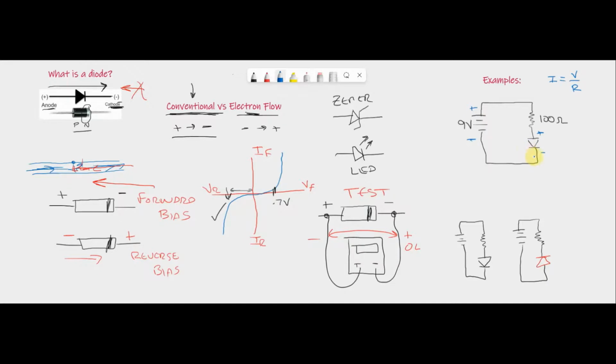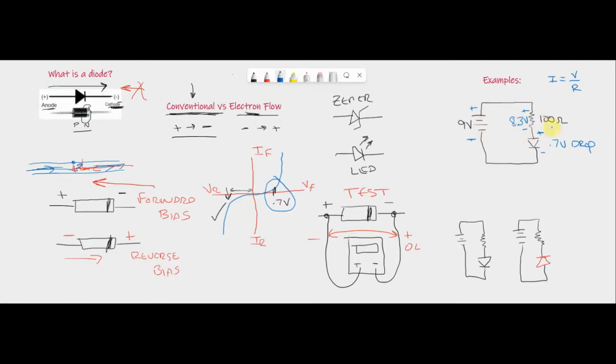This diode plays a factor in the current because, as we talked about here, this diode turns on at 0.7 volts. That means there is a 0.7 volt drop across this diode, which means we're really not putting 9 volts across this 100 ohm resistor. We're putting 9 volts minus 0.7. So really, my voltage drop across this resistor is 8.3 volts.